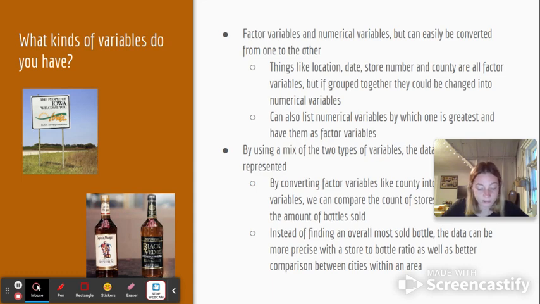By converting factor variables like county into numerical variables, we can compare the count of stores in a certain area to the amount of bottles sold, and instead of finding an overall most sold bottle, the data can be more precise with a store-to-bottle ratio, as well as a better comparison between cities within an area.